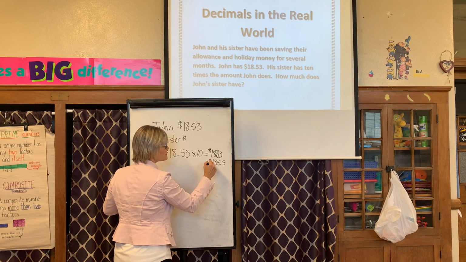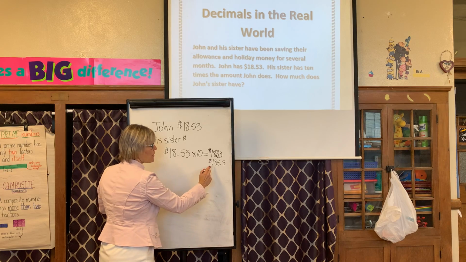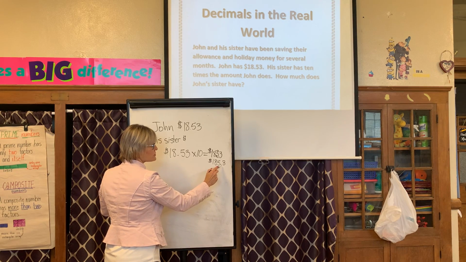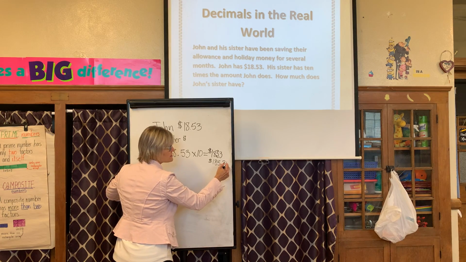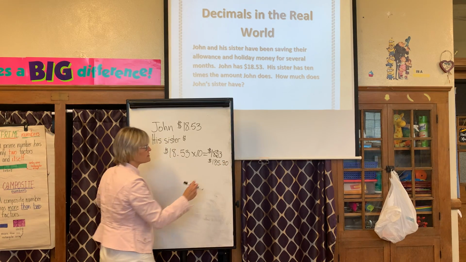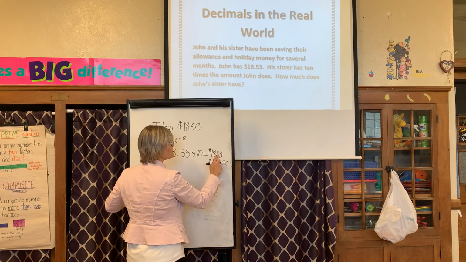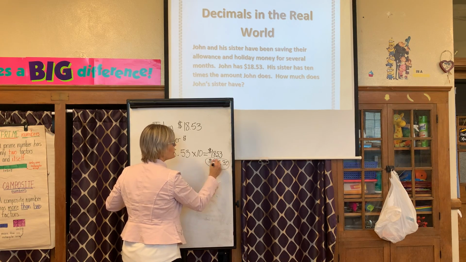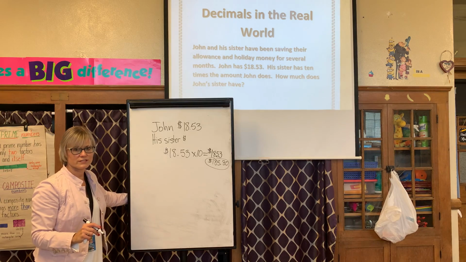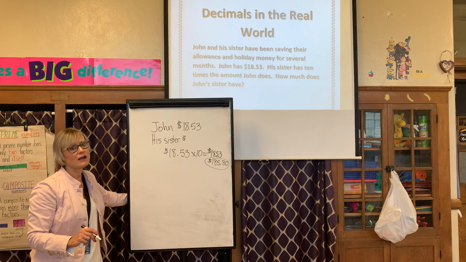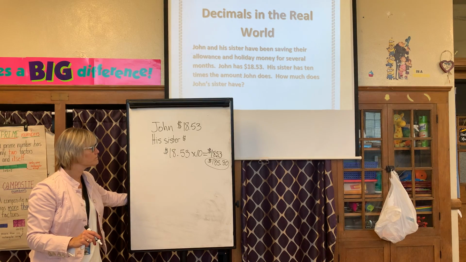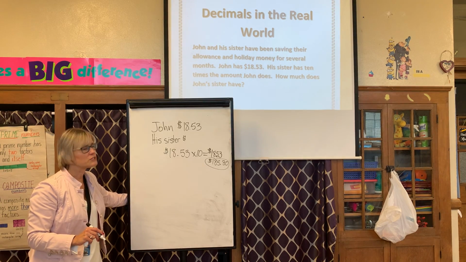So when I rewrite this, it looks like this. So $185.3 of a dollar. So 3/10 is the same as 30 cents. All right? So she saved $185.30. Wow. So his sister did a lot better with saving than John did. I bet he bought some things in between.